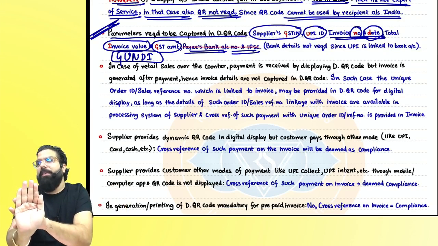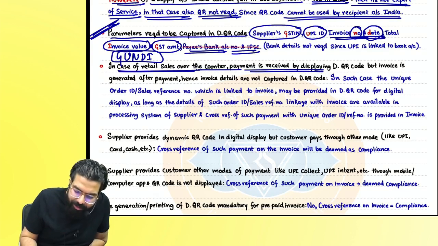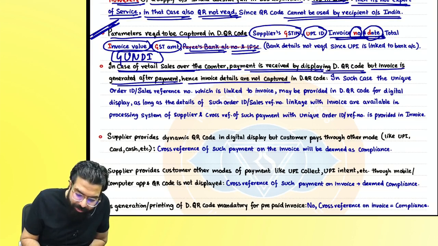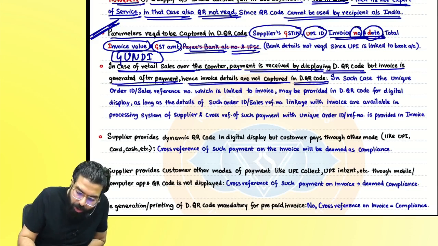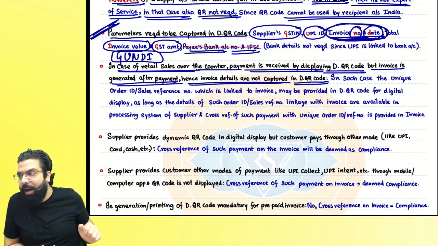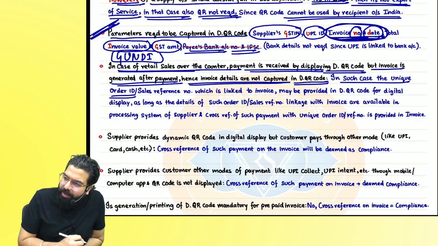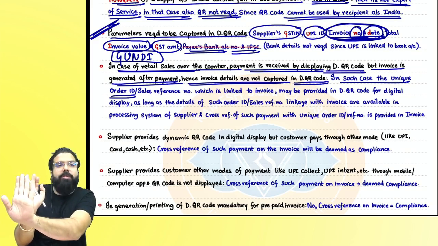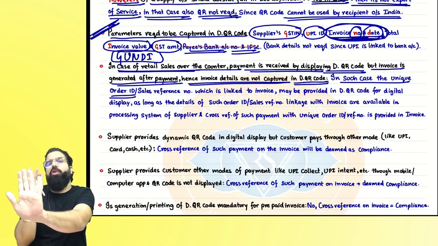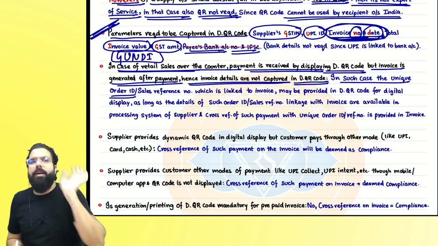So government goes ahead and says, see over here, in case of retail sale over the counter, the payment is received by digitally displaying the QR code, but the invoice is generated after payment, hence invoice details are not captured in the dynamic QR code. But you told invoice related details are required. But government went ahead and then told, in such a case, a unique order ID will be generated. Means for every order, you will generate one order ID and then show him the QR code. In the QR code, show that order ID or sales reference number. Instead of invoice number, you can go ahead and show that order ID.